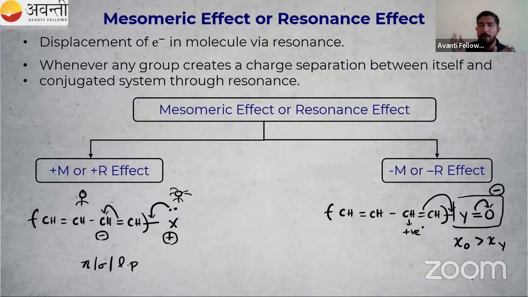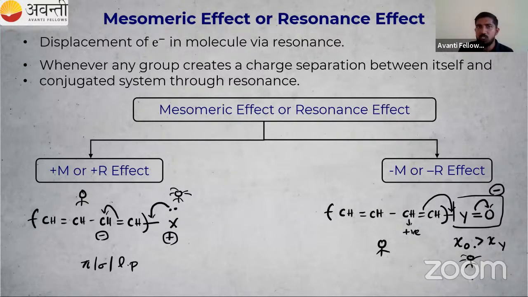So plus M, minus M. What is happening here? This is me. This is my friend. I am a poor guy, so my friend is taking money from this poor guy. It will ultimately create a negative impact for me. That is why I can call it minus M or minus R effect. So this is the mesomeric effect.